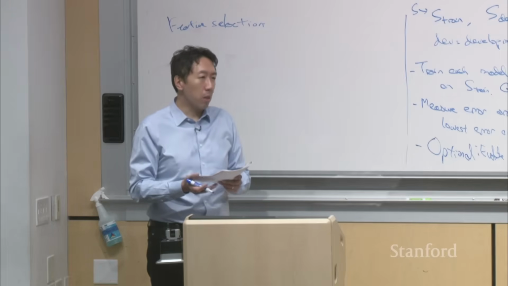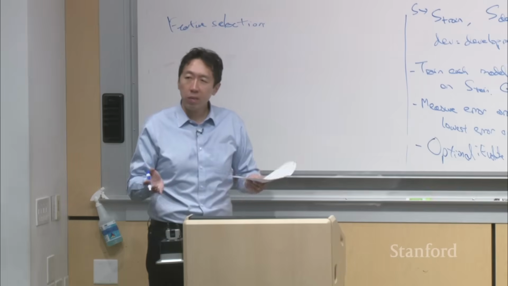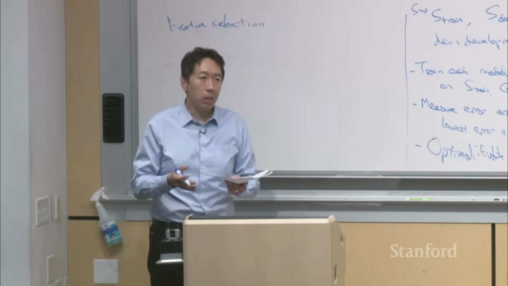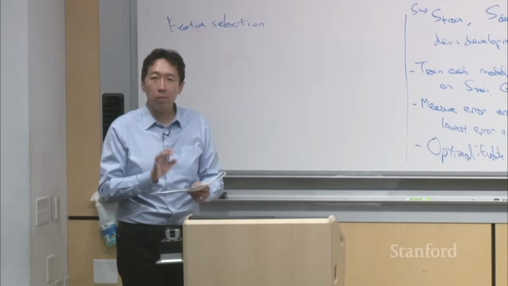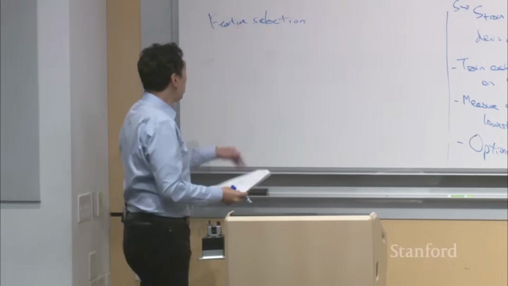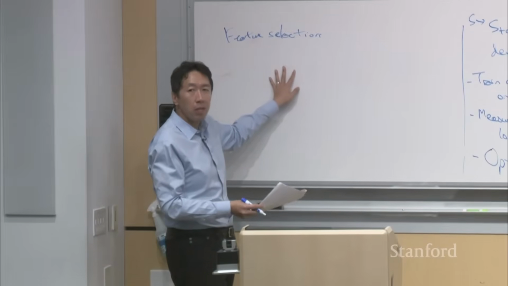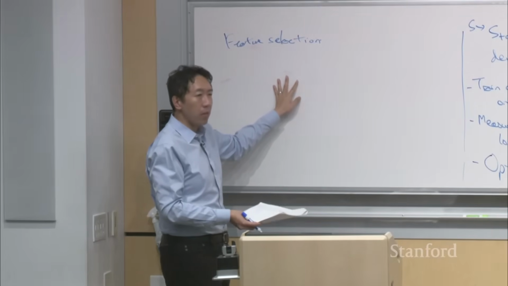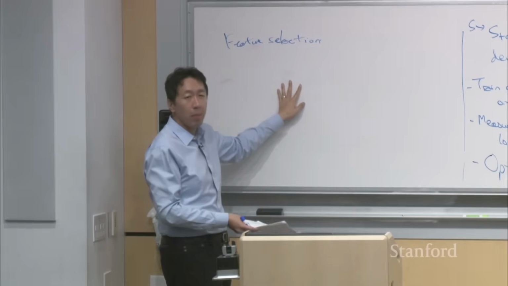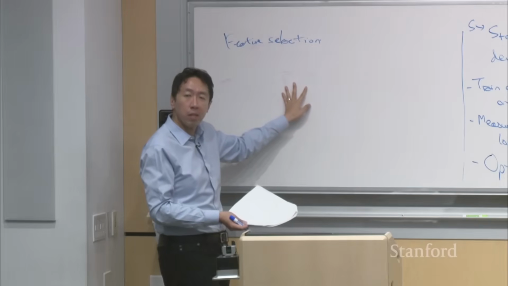But there are some other problems where you might have a lot of features, and you suspect the way to prevent overfitting is to find a small subset of the most relevant features for your task. So feature selection is a special case of model selection that applies when you suspect that even though you have 10,000 features, maybe only 50 of them are highly relevant.